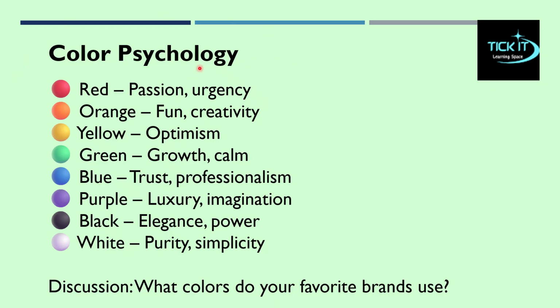Next, we have the color psychology. Today we'll just look at these basic colors: red, orange, yellow, green, blue, purple, black, and white. Red gives passion and urgency, orange fun and creativity, yellow optimism, green growth and calm, blue trust and professionalism, purple luxury and imagination, black elegance and power, and white purity and also simplicity.